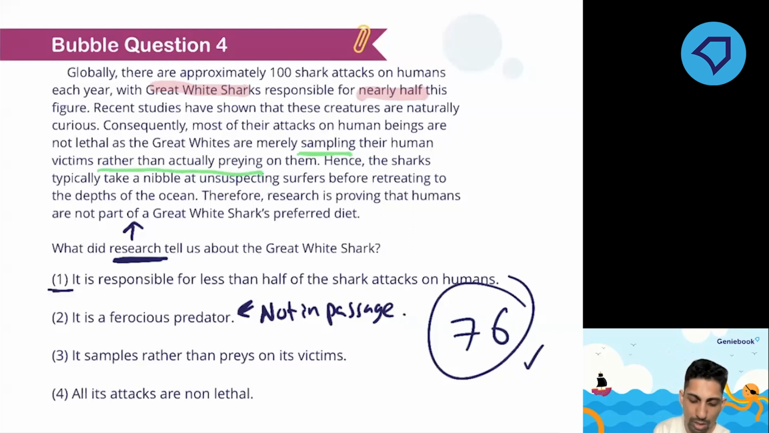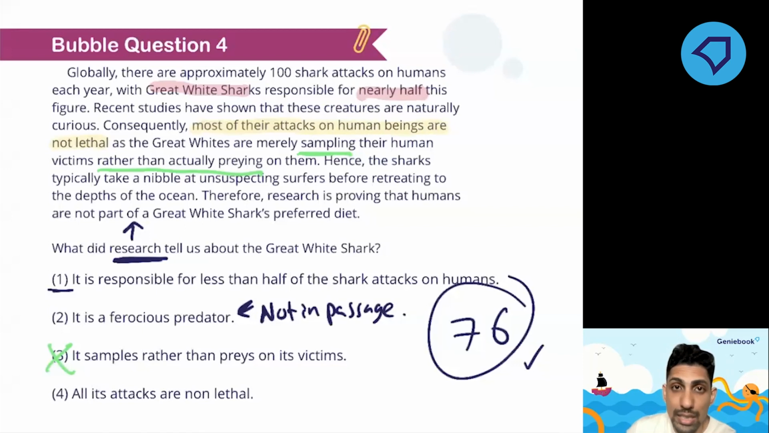So there are so many reasons why number three is wrong. So not number three. How about number four? All its attacks are non-lethal. Really? If you look here, it says most of their attacks on human beings are not lethal. Most. That means there are some lethal ones.